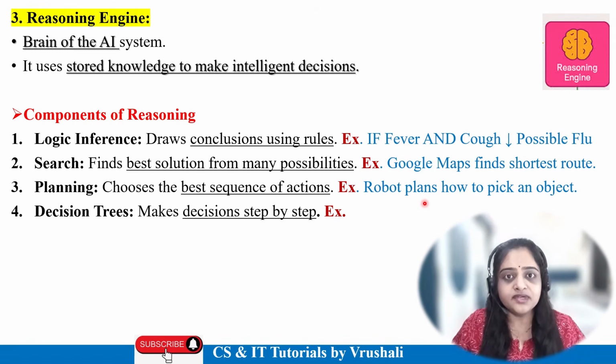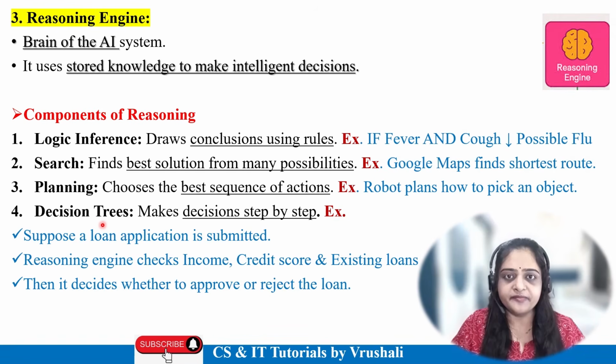So planning is a must in an AI system. And the last one is the decision tree. Decision tree means making a decision step by step as per the condition. See here, for example, suppose a loan application is submitted. Then the AI system checks income, credit score and existing loans. And as per those conditions, the AI system decides whether to approve or reject the loan. Got it? So this is called a decision tree.